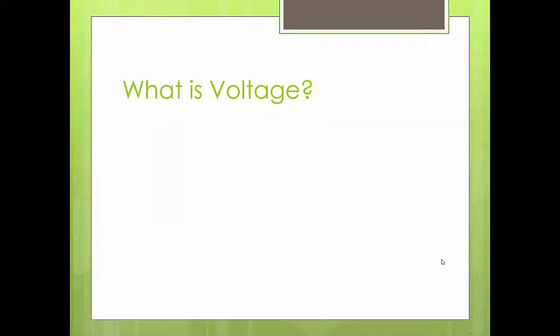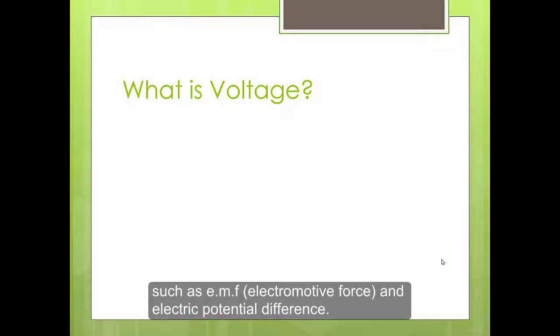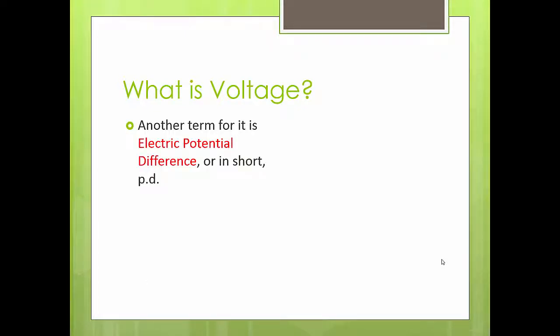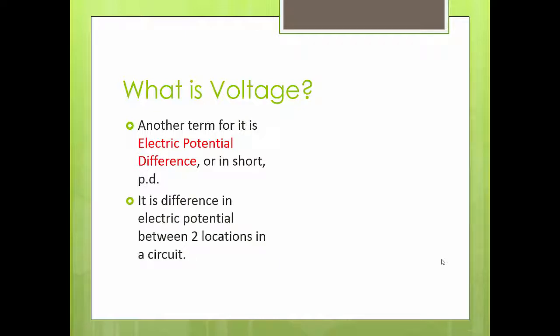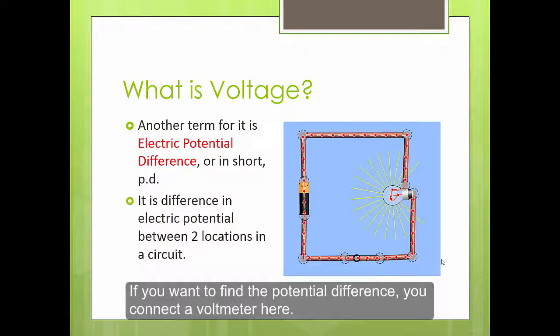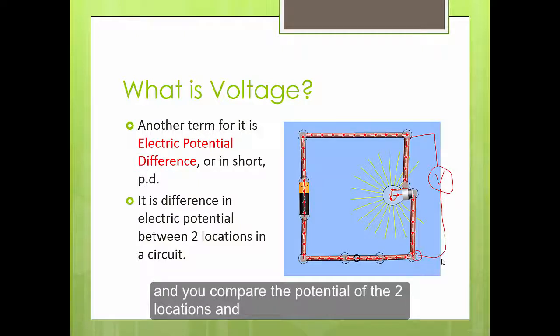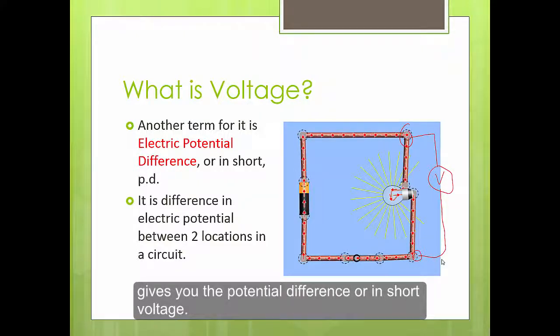What is voltage? Students usually have issues understanding it as there are many similar terms such as EMF or electromotive force and electric potential difference. Actually, another term for voltage is electric potential difference, or sometimes PD for short. It is the difference in electric potential between two locations in a circuit, such as this. So if you want to find the potential difference, you just connect a voltmeter over here, and you compare this location and this location, and this will give you the potential difference, or in short, voltage.